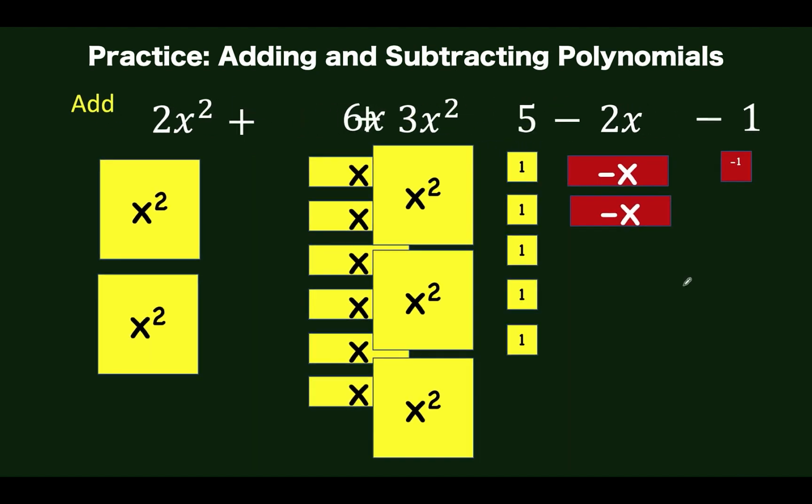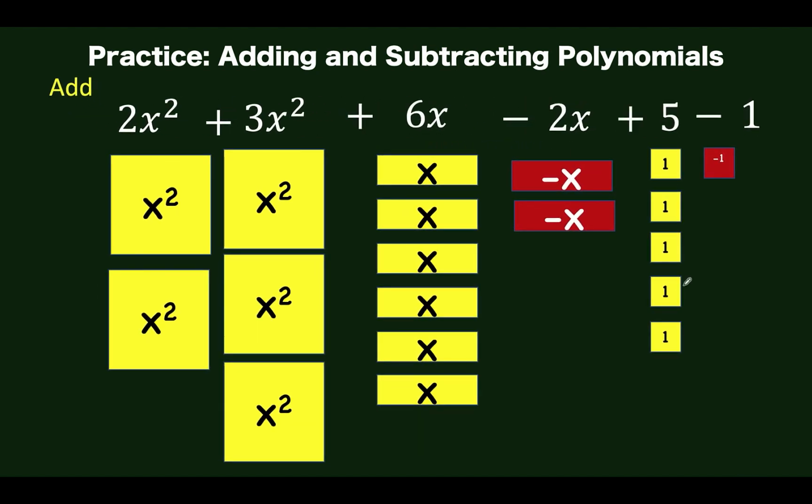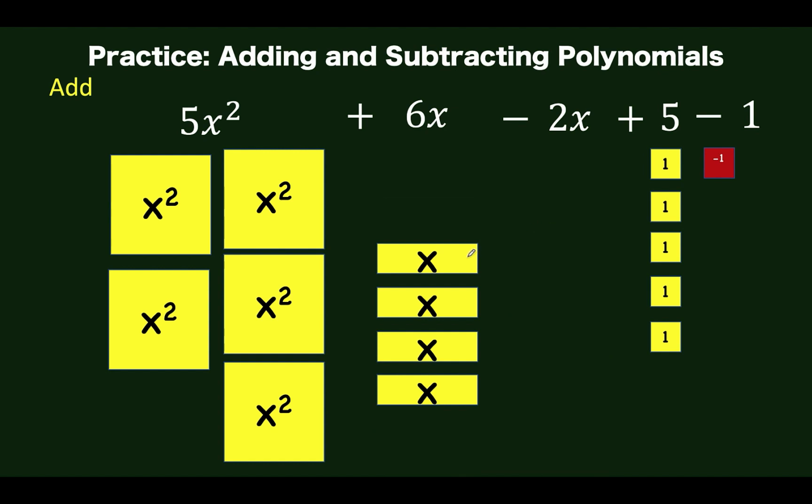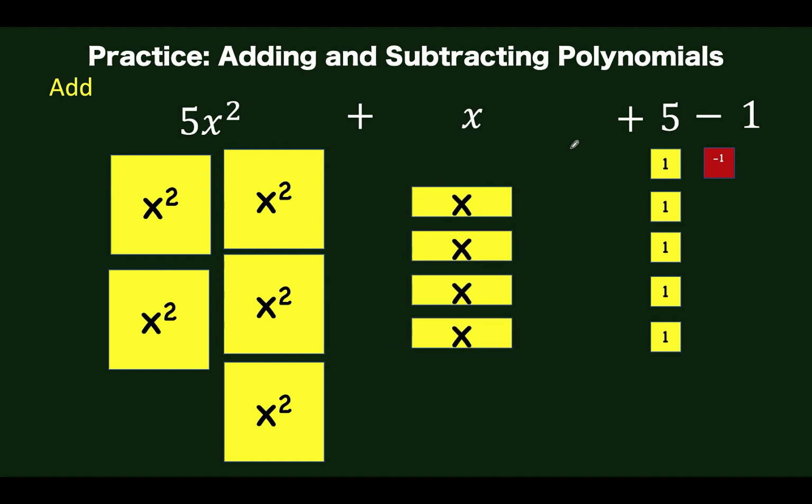Then after that, we can simplify, combine like terms. So these are all x squared and there are 5 of them. So we write that as 5x squared. For the variable x, we have x and negative x and negative x. We can eliminate these zero pairs. So remove them. What's left is we have 4 x's representing 6x minus 2x. So this is the result.